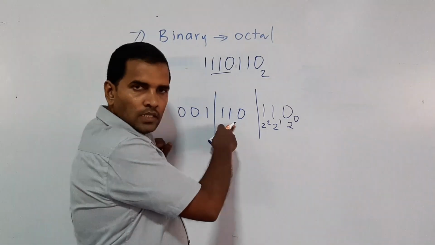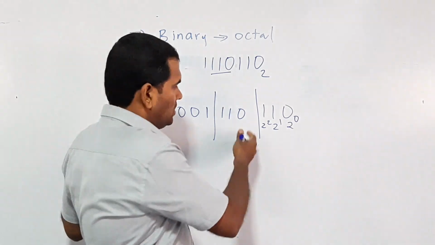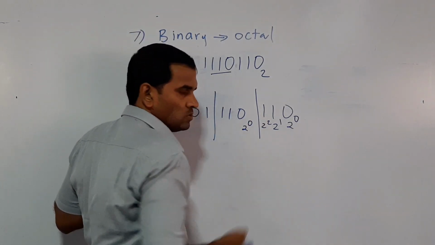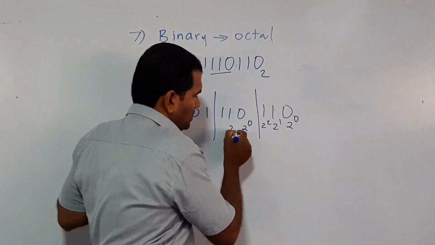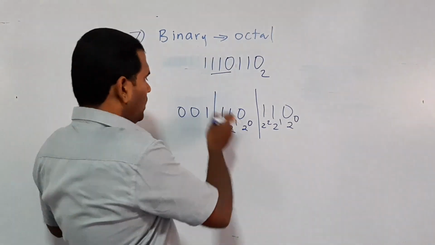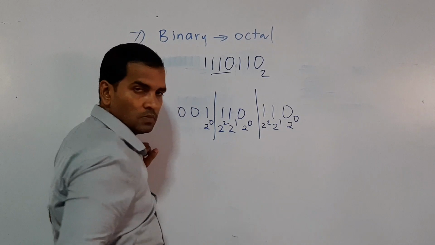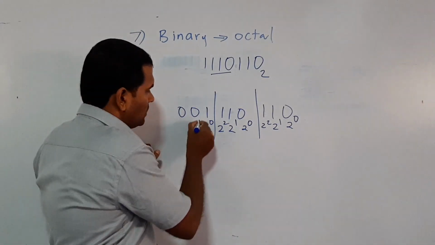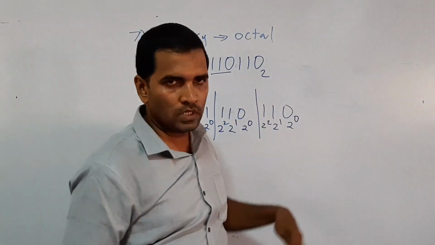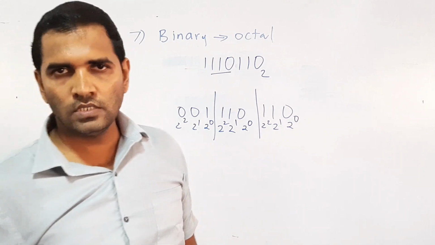This is another number, because that number has been divided into multiple parts. So it is another number. Where this 0 is located, it is in the 2 to the power 0 position, then 2 to the power 1, 2 to the power 2. You have another number, so definitely it is in the 2 to the power 0 position, 2 to the power 1, 2 to the power 2. Right, so I have formed three groups and also written the position of each digit in each group.